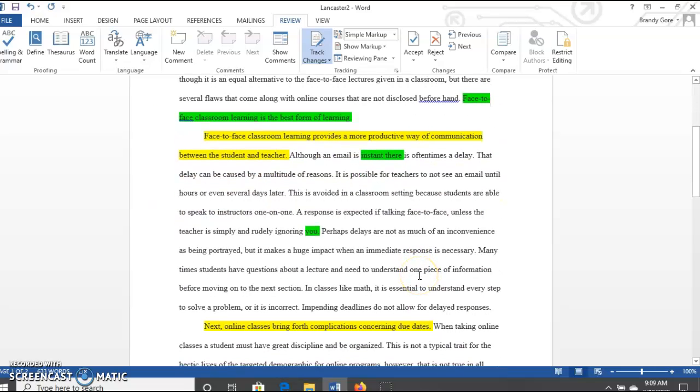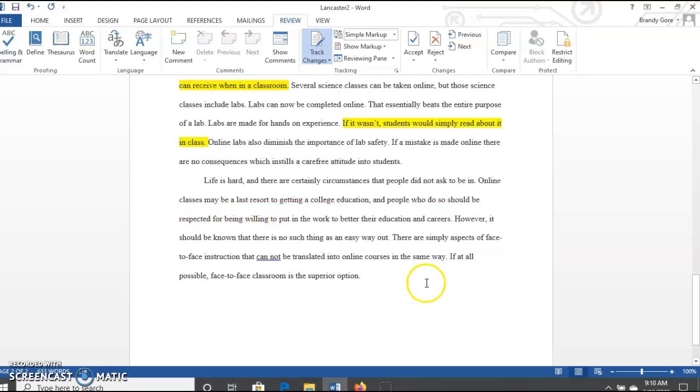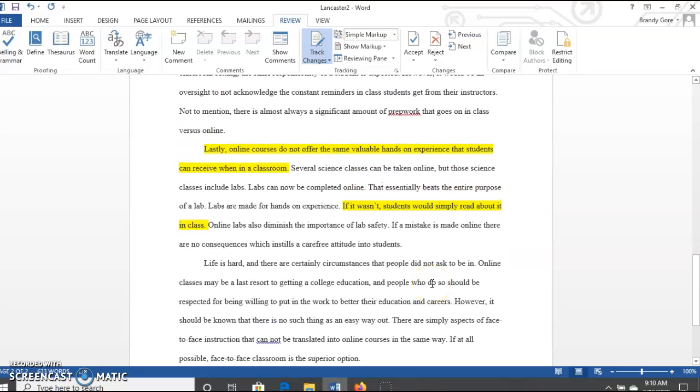Another thing, if you got the number 24, and everybody did, 24 means comma error. What that means is the place that it was highlighted, if there is a comma there, then you don't need one. If there's not, then you need one. That's how that code works. So in this instance, I told Tyler he needs a comma right here. Although an email is instant, there's oftentimes a delay. Anytime we have an introductory clause and then the independent clause following it, it doesn't actually need this statement, so that's when you put a comma there.